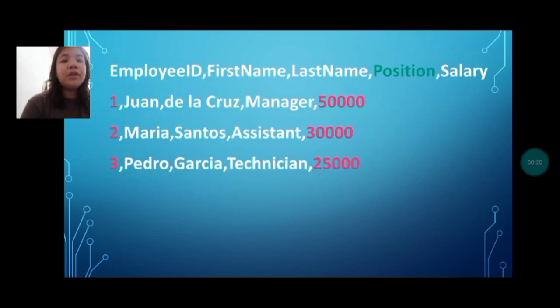So, ito yung example ng CSV file. Dito sa first, ito yung header niya. Ito yung employee ID, first name, last name, position, salary. So sa first row ay naglalaman ito ng information ng isang empleyado. Tulad ng sa employee ID, number 1, yung first name is si Juan. Then yung last name niya is De La Cruz, at yung position niya is manager, at yung kanyang salary is 50,000.